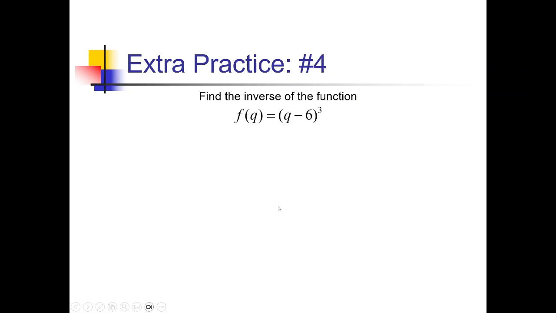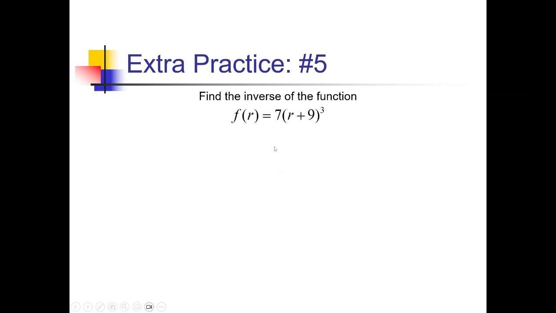For number 4, we have a cubic function, which this particular cubic function, at least, will pass the horizontal line test. There's no even powers in here. So let me switch input and output. I'll write this as q equals (y minus 6) cubed. Then I have to cube root both sides to get y by itself. So we have cube root of q over there. And then just add 6 to the other side. So we have f inverse of q equals cube root of q plus 6.